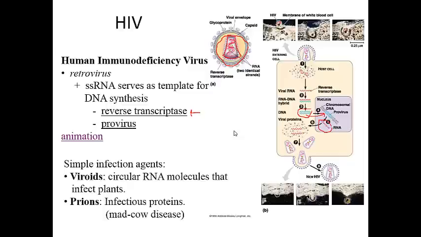Besides viruses, there are other simple infectious agents. Viroids are circular pieces of RNA that can infect plants. Prions are infectious proteins. We learned in the past that prions are misfolded proteins, and they cause the proteins within the body to not properly function. An example of a disease caused by a prion is called mad cow disease.